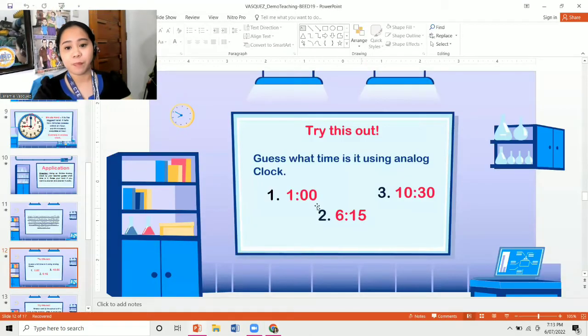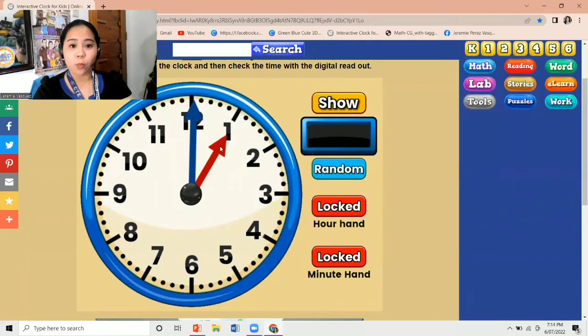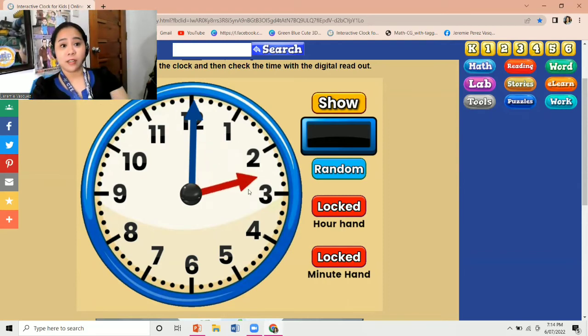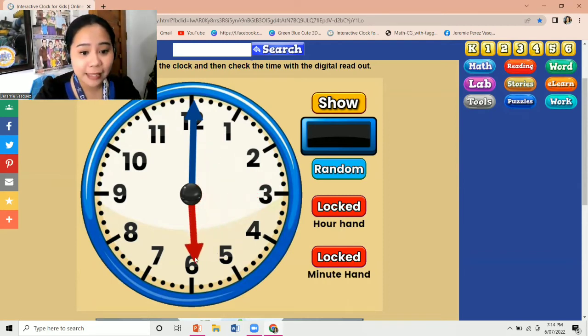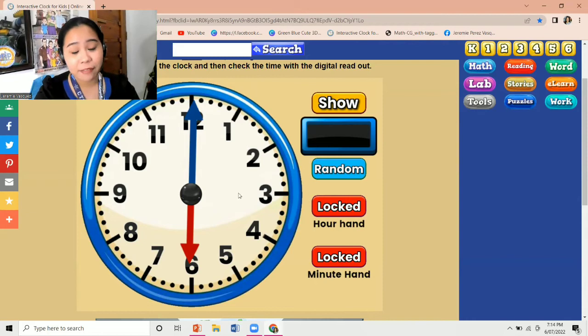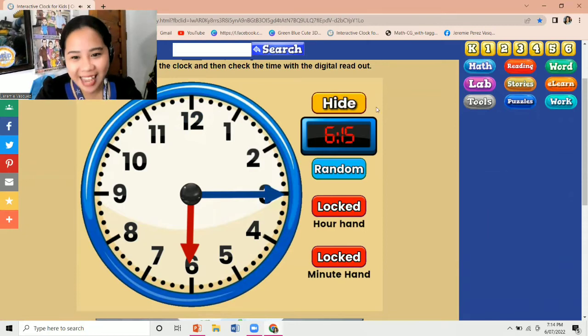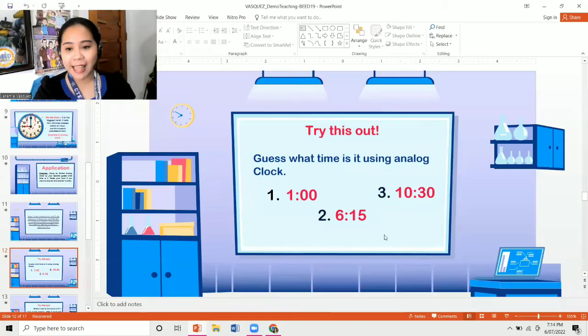It says 6:15. Okay, let's guess. Yes, Gian, I see Gian raising her hand. If it's 6:15, the hour hand should be pointed at number 6, and the long hand should be pointed at 5, 10, 15. Should be pointed at 3. Okay, let's check it. If it's 6:15, yes, very good. It is 6:15.